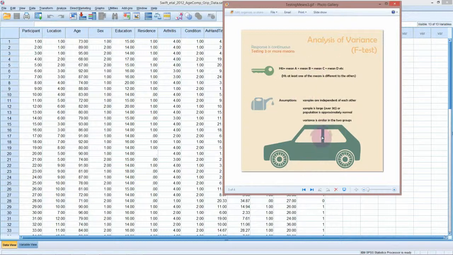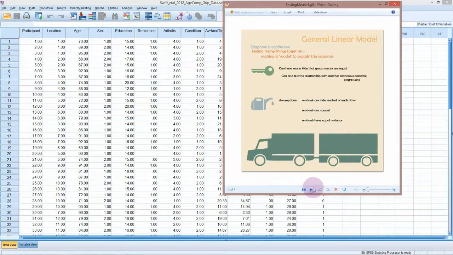Now, where we're heading after analysis of variance is to what we might call the overarching family of models of what's going on with all of these, and that would be the general linear model. The response is still continuous, so we might still be looking at something like height, weight, or hand grip strength, for example. But this is the big mother of all models where you can test lots of things all together.